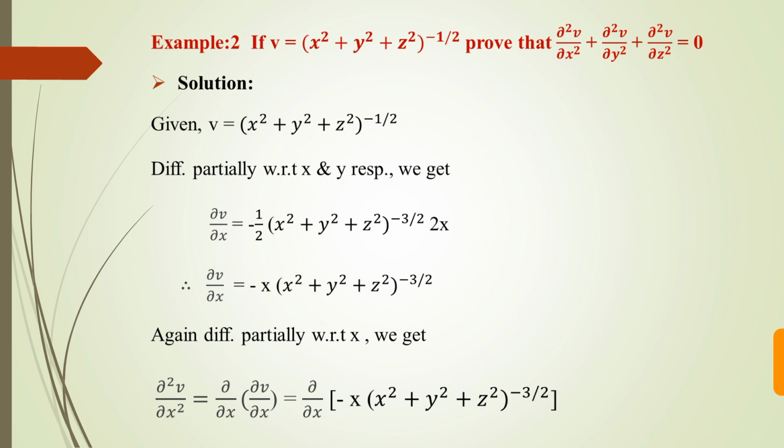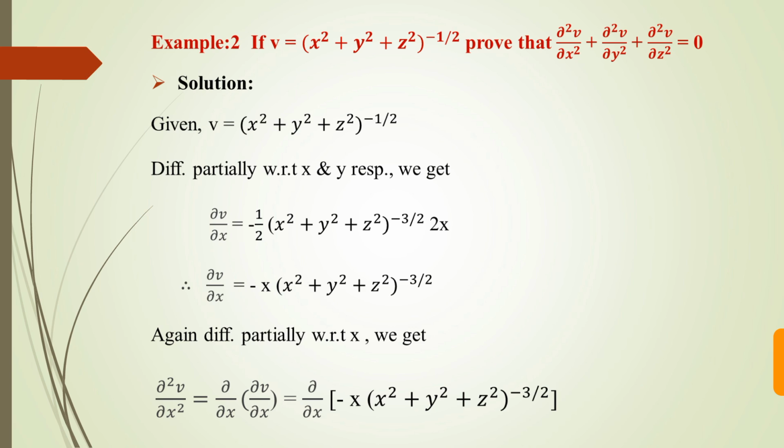Now we can see the second example. If v is equal to (x² + y² + z²)^(-1/2), then prove that ∂²v/∂x² + ∂²v/∂y² + ∂²v/∂z² is equal to 0.